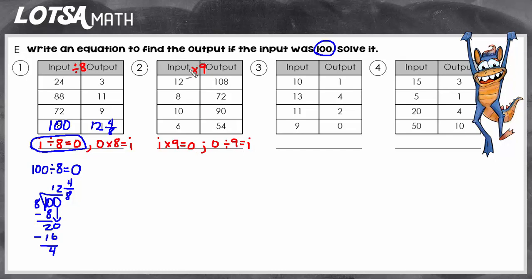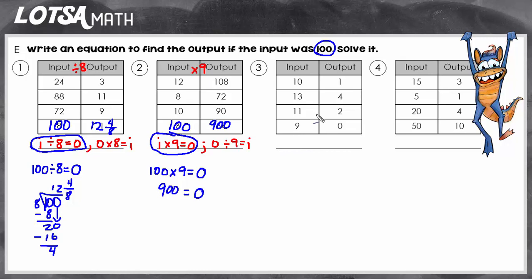Well, since I'm looking for the output, I'm going to go with the equation that equals the output. And then I'm just going to substitute 100 in for the input, since the directions told me that the input was going to be 100. So my equation is going to be 100 times 9 equals the output. And the output is what we're looking for. So 100 times 9 is 900. So 900 equals the output. So if I were to add one more row on this input-output table and I put 100 as the input, then the output would have been 900.